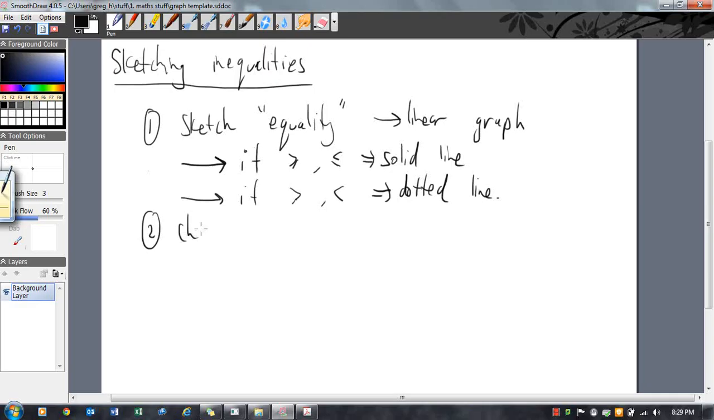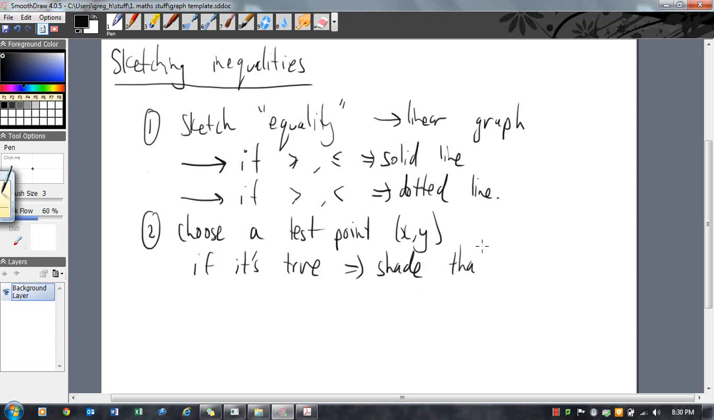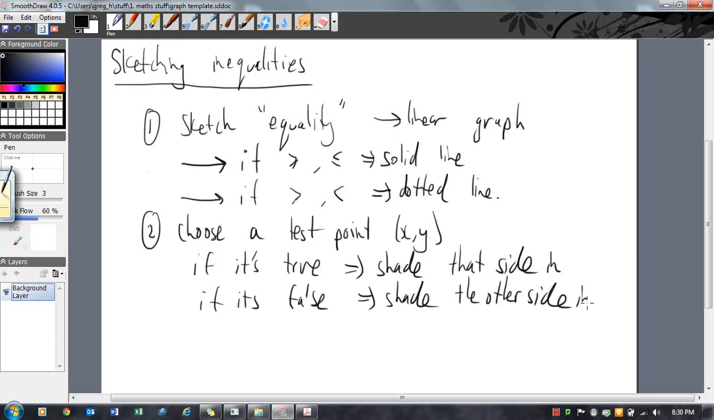Second part is choose a test point x, y, somewhere on the graph. If the inequality is true, then shade that side in. If it's false, shade the other side in.